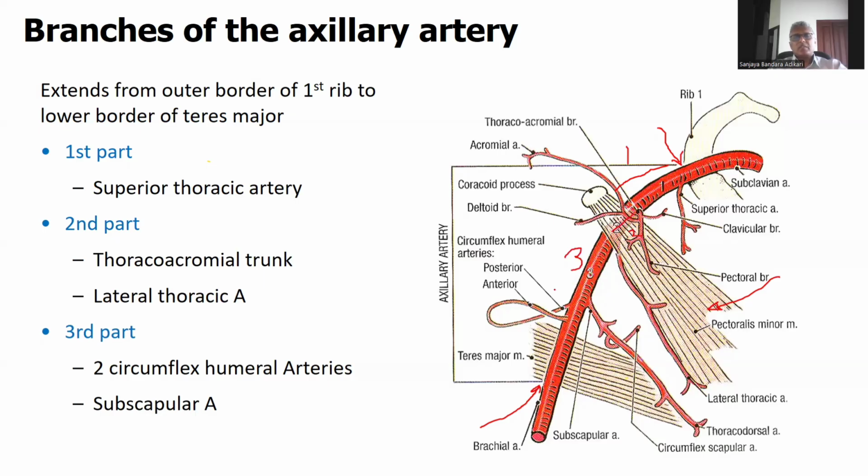So if someone asks the extent of the third part of the axillary artery, it is from the lower border of pec minor to the lower border of teres major, therefore. Okay. And it is interesting, from the first part you get one branch, from the second part two branches are given, and from the third part three branches are given. Okay, first part is superior thoracic artery. Anyway, we don't talk about it very much. Second part, you have thoracoacromial trunk and lateral thoracic artery.